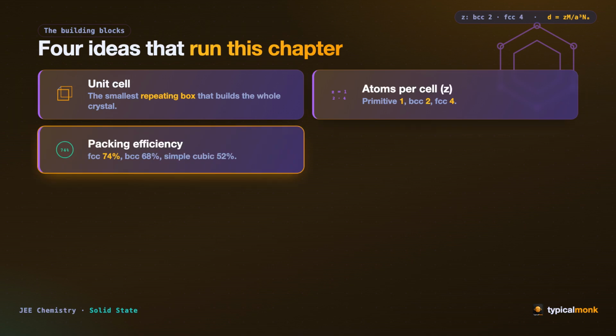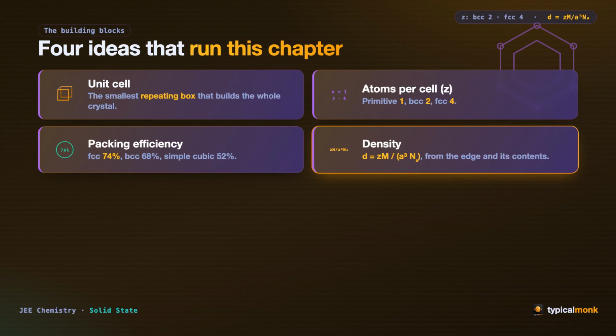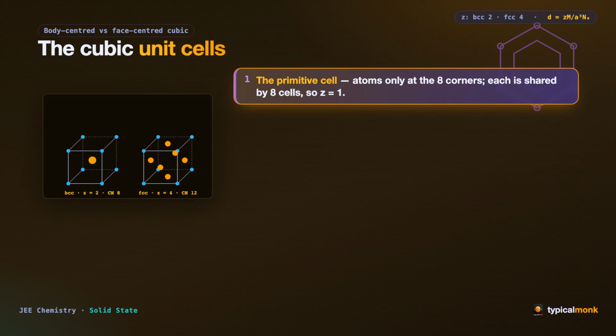The packing efficiency. How much of the space the spheres actually fill. 74% for face-centered cubic, 68% for body-centered, 52% for simple cubic. And the density. It comes straight from the cell. Density equals Z M over a cubed times Na, from the edge and its contents. Now look at the picture.